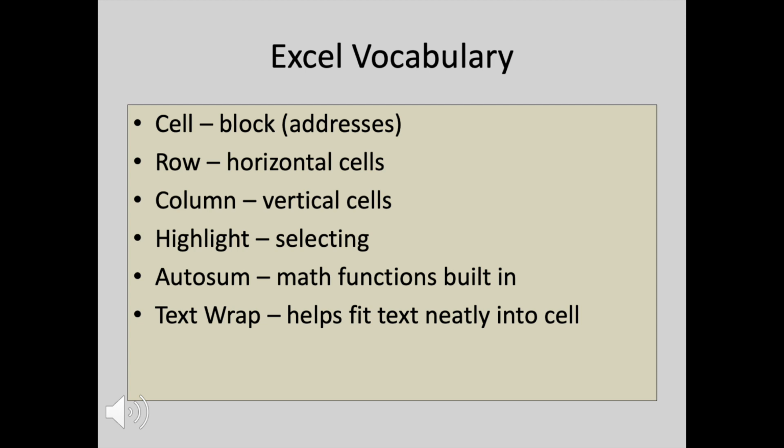When you hear the term highlight when it comes to spreadsheets, it's about selecting either a cell or multiple cells. AutoSum is the math functions built in. It actually allows sums, averages, and additional functions. And then there's also text wrap, which helps fit text neatly into cells.